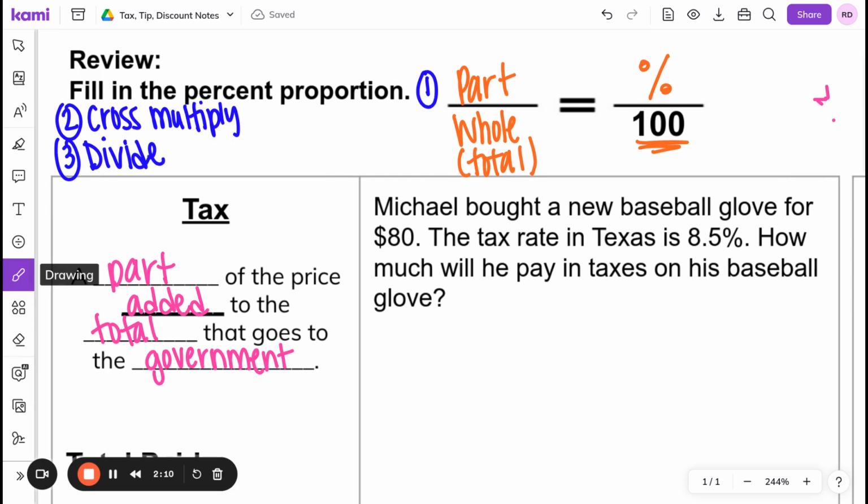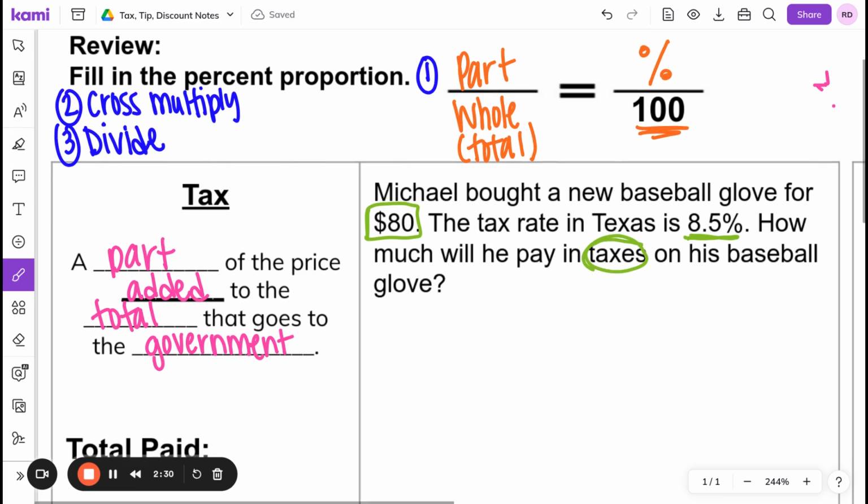So over here, we have our problem. Michael bought a new baseball glove for $80. The tax rate in Texas is 8.5%. How much will he pay in taxes on his baseball glove? So the glove is $80. It is 8.5%, and we're trying to find the taxes. So step 1 is to always set up that percent proportion. I'm going to go ahead and write the number 100 because that always has to be there. Percents go over 100, so we're going to put that 8.5 up here.